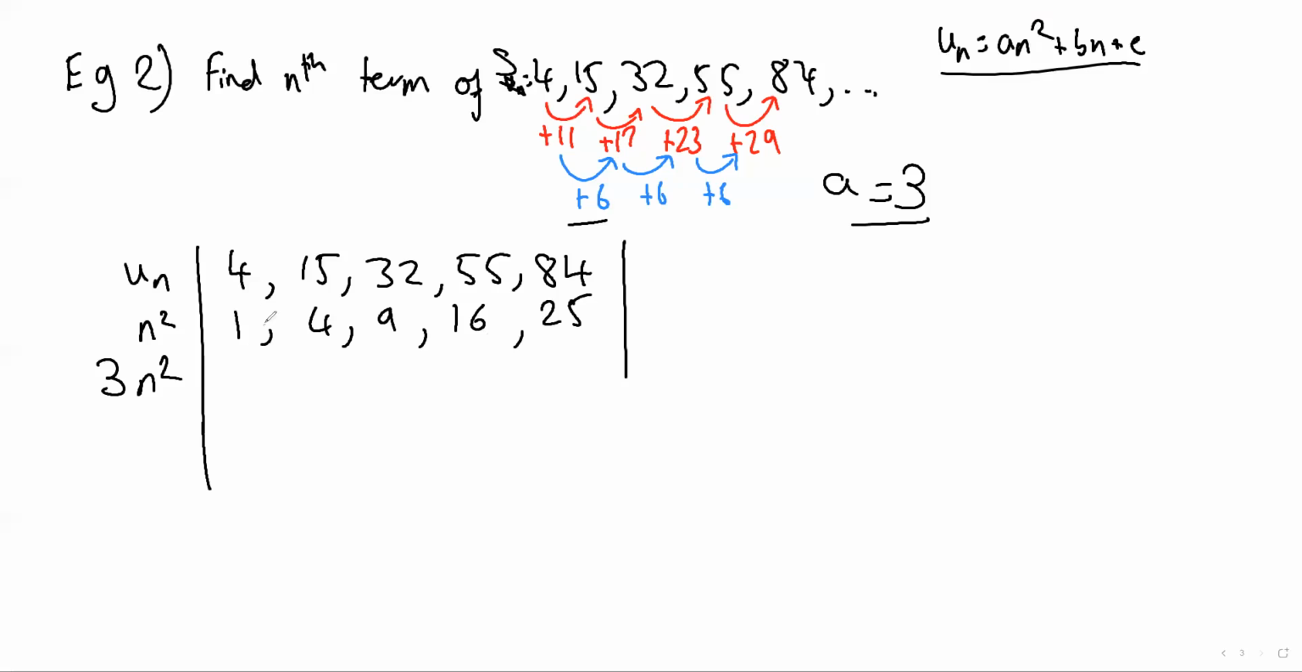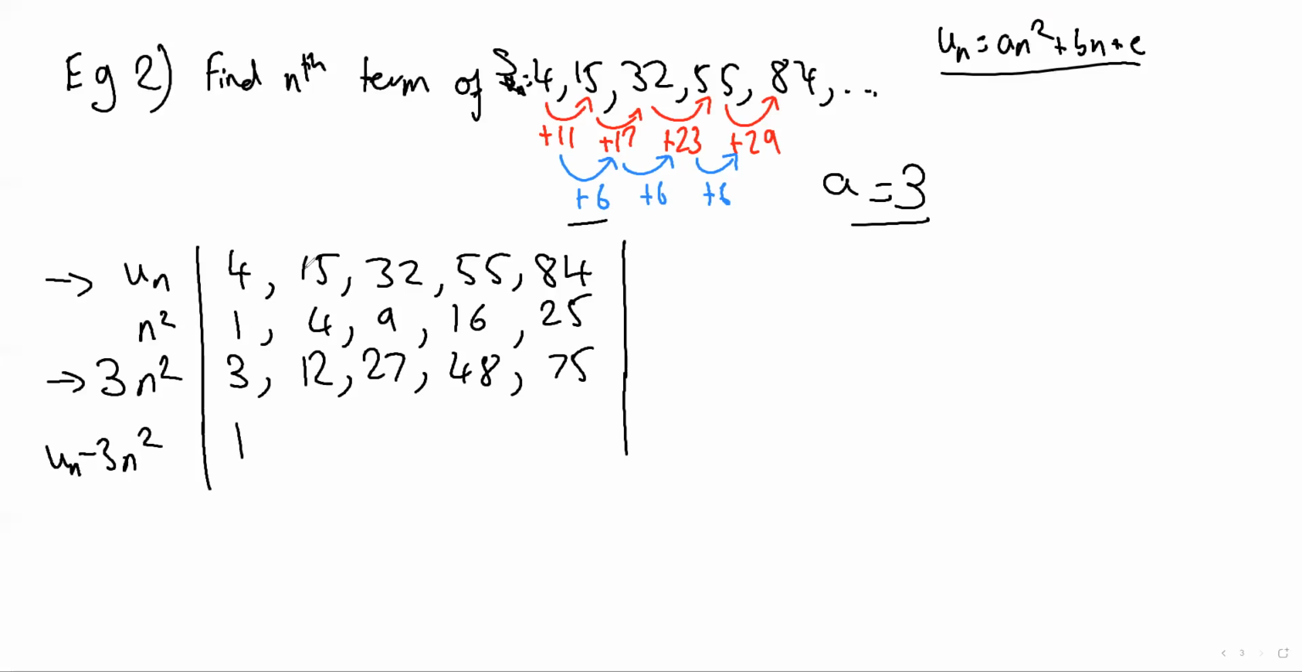Instead of doing multiple things at once, we could just say what's 1 times 3? Well, that's 3. What's 4 times 3? 12. 9 times 3, 27. 48, 75, and so on. Now remember, we want to subtract an squared, which is this here, from this. We get 4 minus 3, which is 1. So this is u_n minus 3n squared. 15 minus 12 is 3. 32 minus 27 is 5. And then keep checking each of these till you get the final sequence.